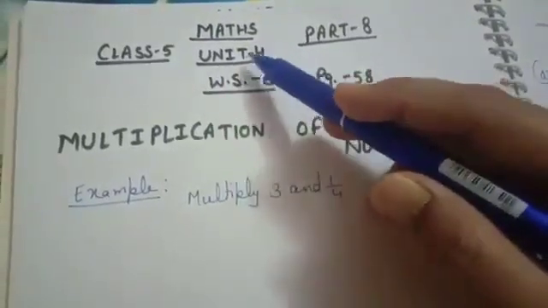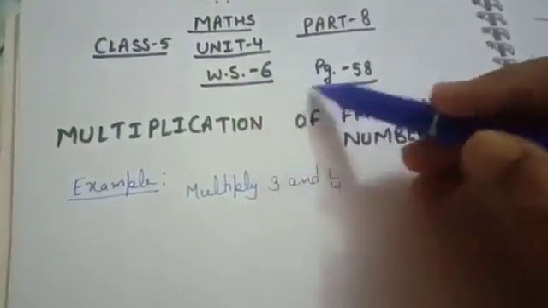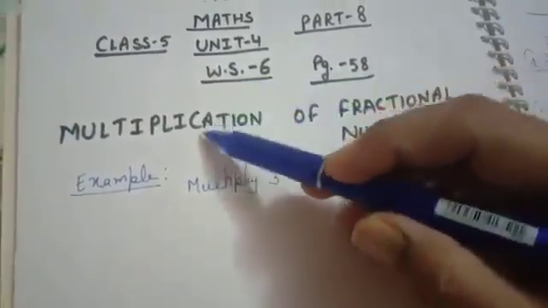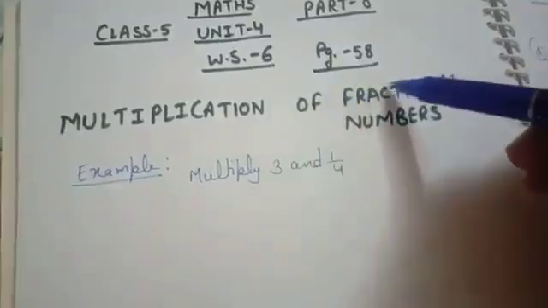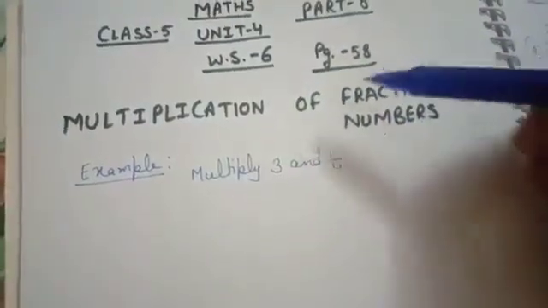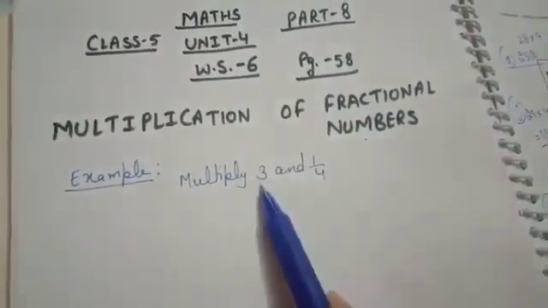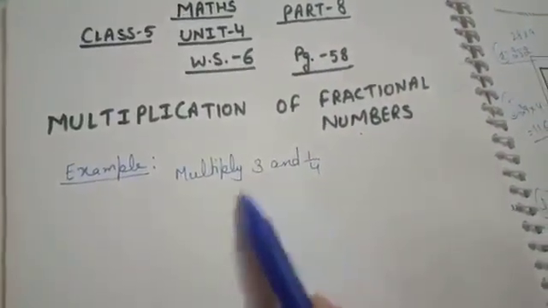Today we are going to discuss Unit 4 Worksheet 6, which is at page number 58 of our book. In this worksheet we have the topic multiplication of fractional numbers. How to multiply two fractional numbers. Let's see with an example.